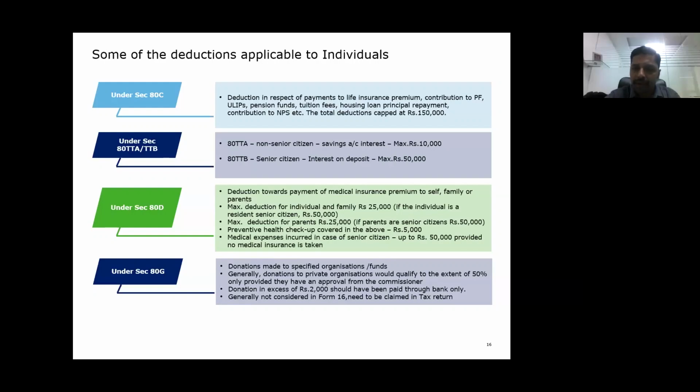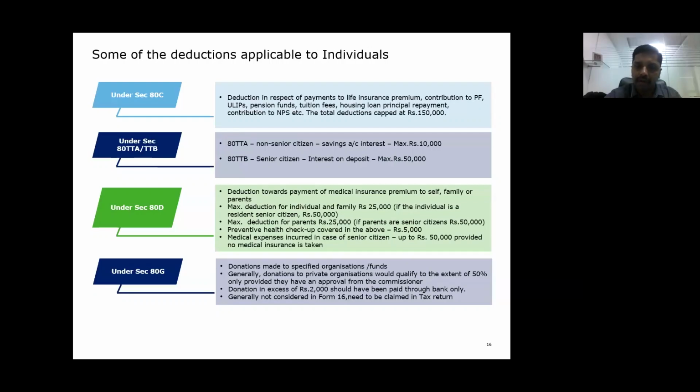One is, of course, the medical insurance, or generally called the health insurance premium. In the case of an individual and his family, 25,000 rupees is allowed as a deduction. If the actual premium payment is more than 25,000, it is restricted to 25,000, or otherwise 100% is allowed. And if the individual himself is a senior citizen, then this deduction will go up to 50,000 rupees. The maximum deduction for parents is also 25,000. However, if your parents are senior citizens, then an additional deduction of 50,000 is eligible.